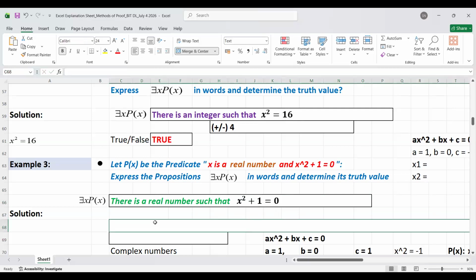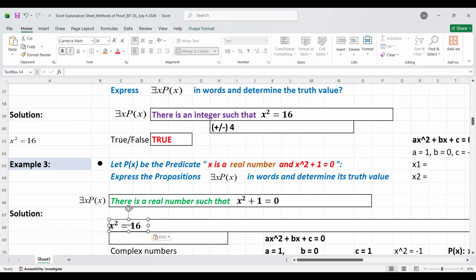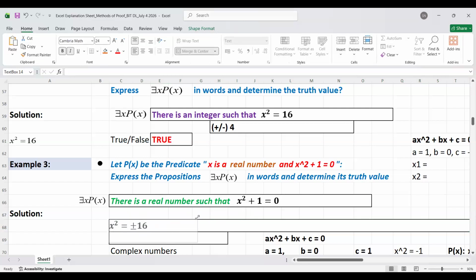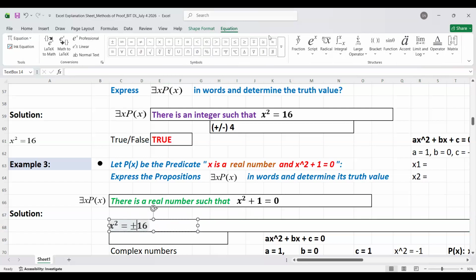Is there a real number that when you square, and add 1, it will give you 0? Now, the best way to answer this is to solve for x. This equation, when you make x squared the subject, what do you get? You get x squared equal to negative 1. So x will be equal to plus or minus the square root of negative 1.